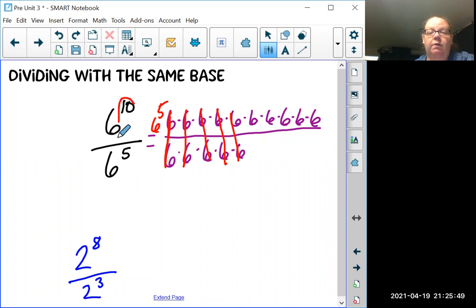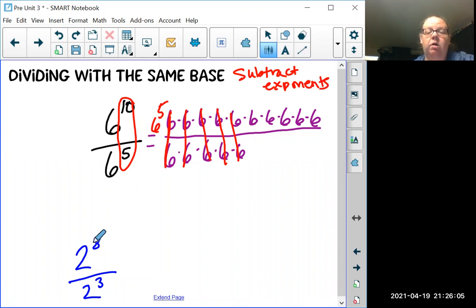Now, if you look at 10 and 5, what we do with 10 and 5 to get 5, we don't divide, which is what some of you are going to do at some point. It's really 10 minus 5. So we're going to subtract the exponents, but we don't change the base.